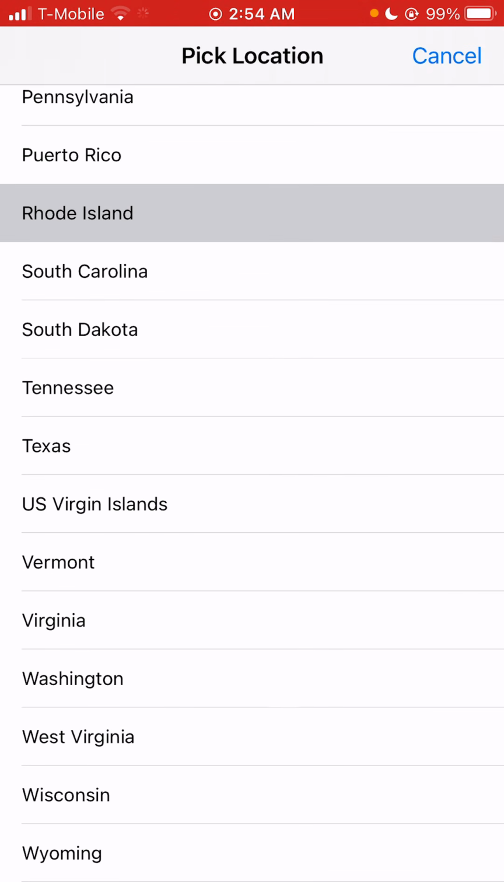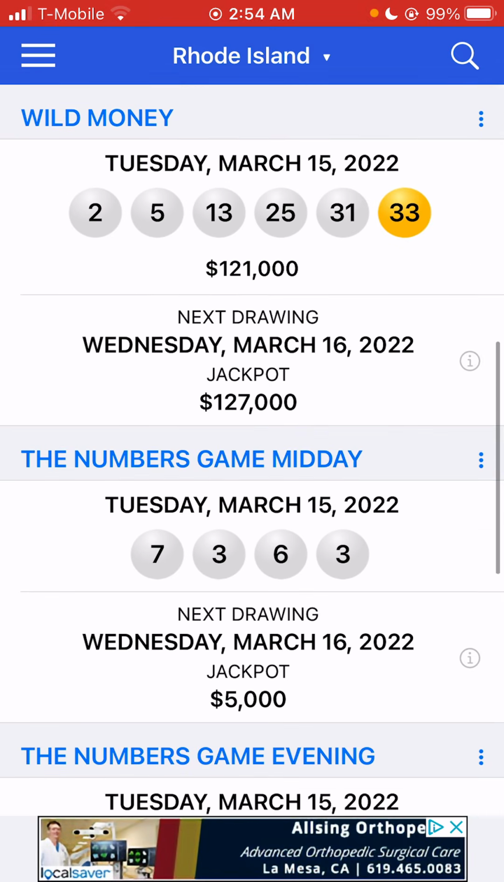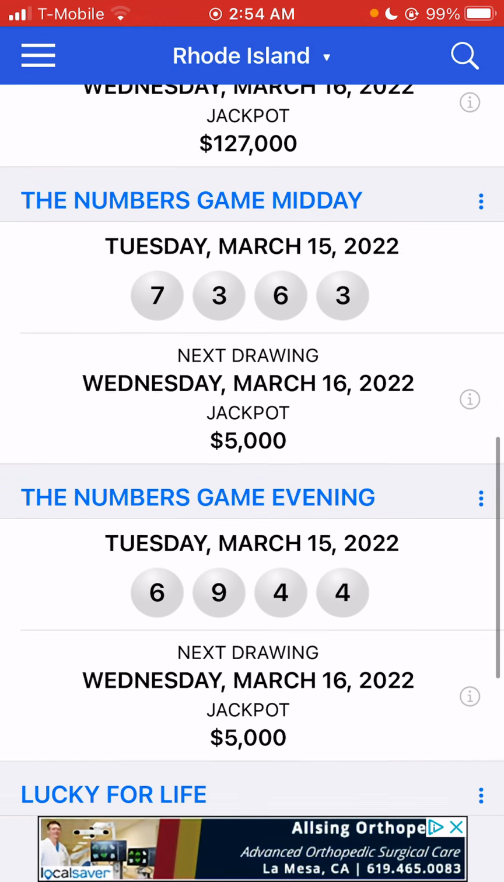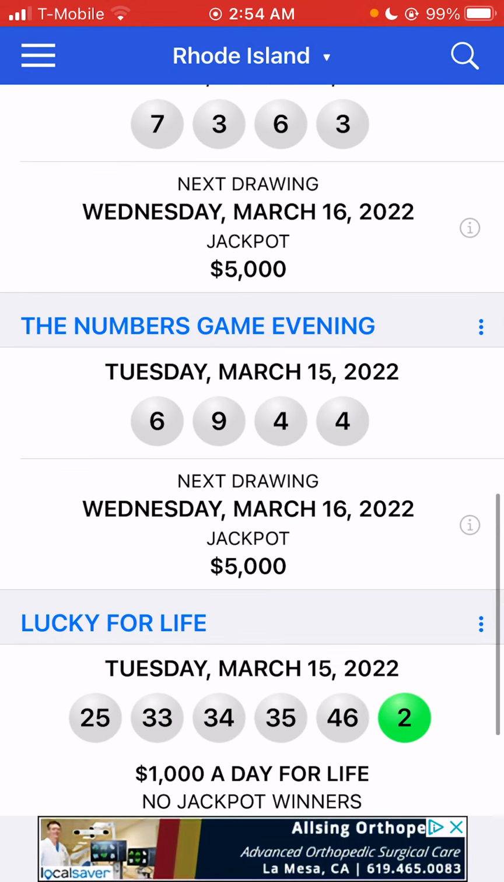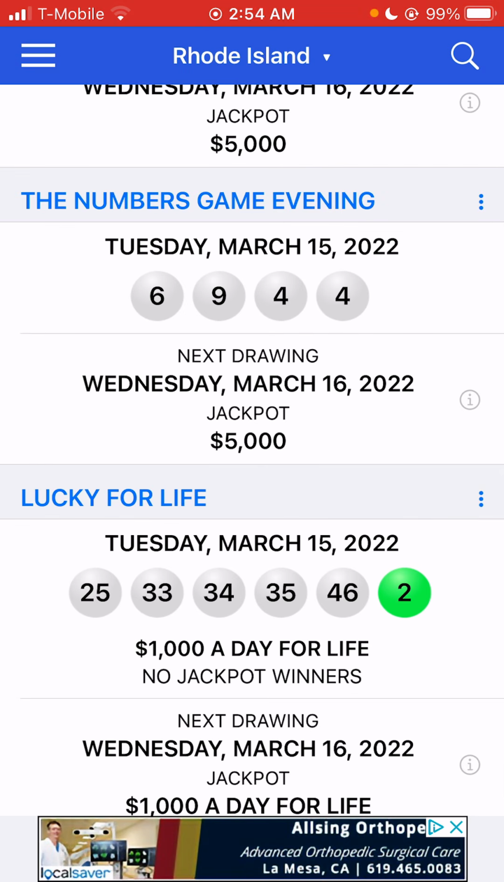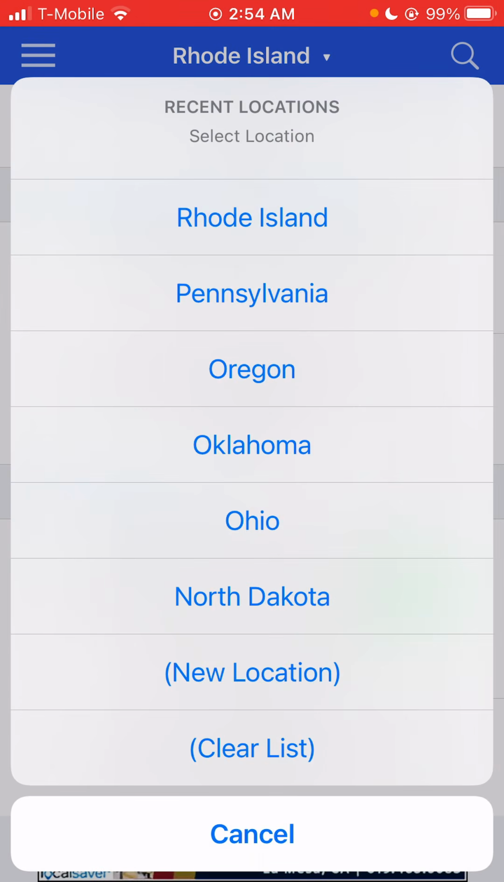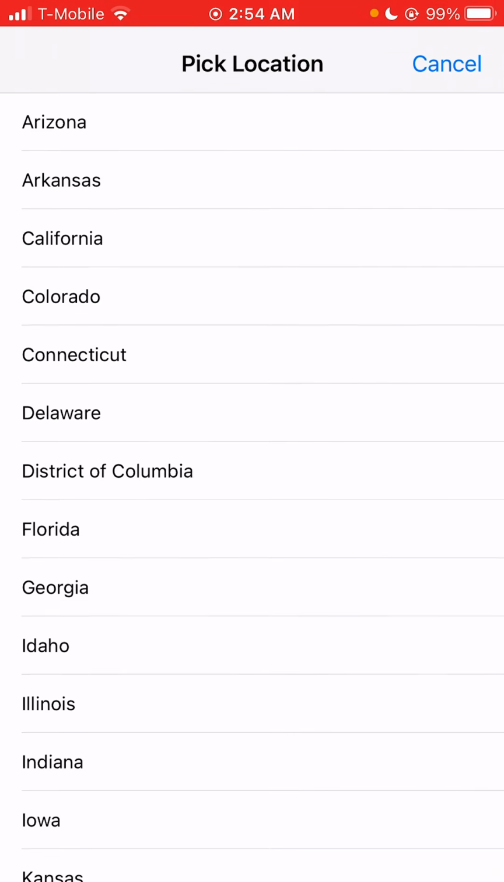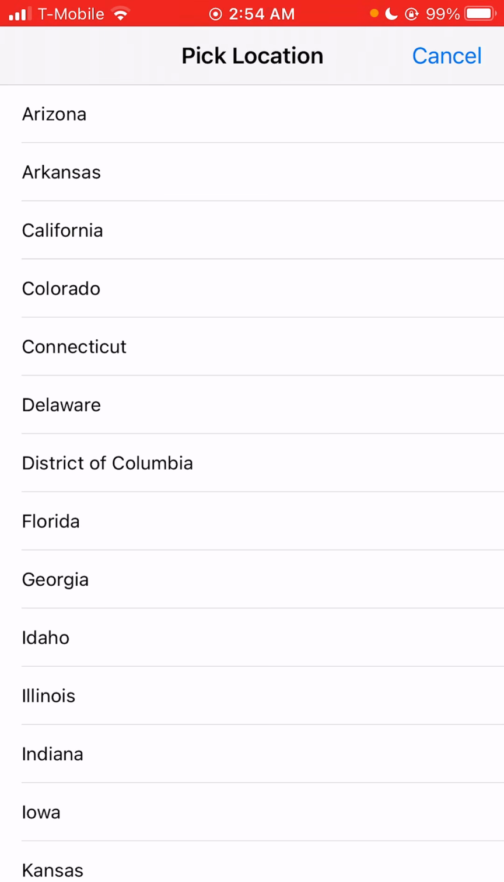Let's do Rhode Island. I wouldn't do the midday. If I were doing the evening, I would do the 6, the 9, and the 4 in the grid. Refer to my recent videos on this strategy.